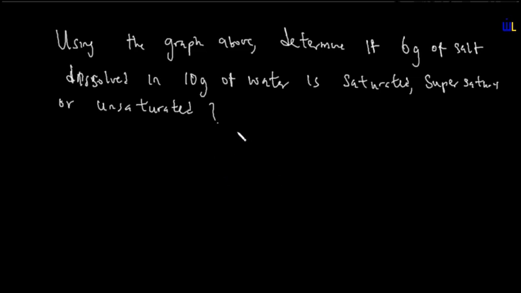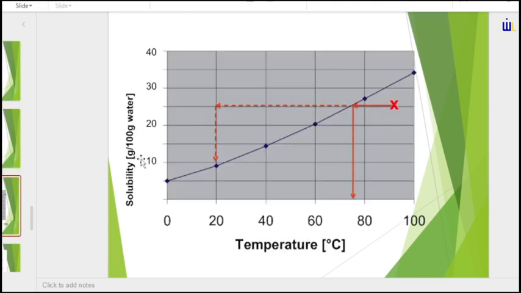To solve this, they gave you the mass of solute and the mass of solvent. The easiest way, whenever they ask you to determine saturation, is to convert this mass of solute and solvent to the unit of the solubility in the question. The solubility in this graph is gram per 100 gram. Are you still with me? Yes, sir.